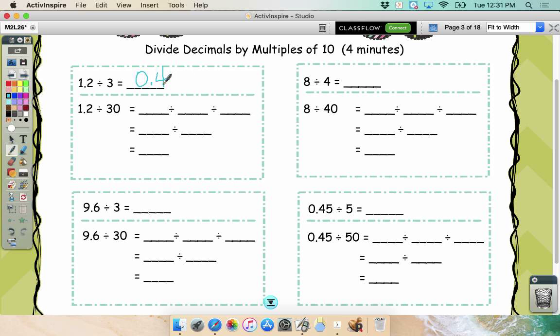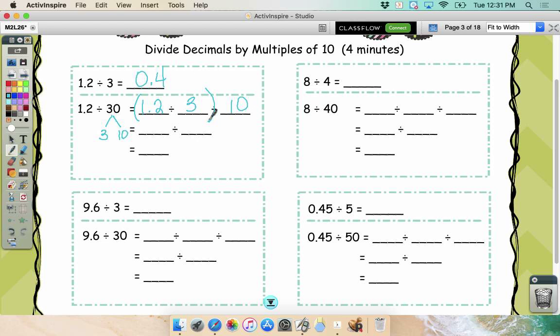Now I'm going to do 12 tenths divided by 30, and there's a really cool, easy way to do it. You can decompose 30 into 3 times 10. Go ahead and write that down, please. Then I'm going to put 12 tenths divided by 3 divided by 10. Now I'm going to add parentheses. What does that do? You have to do that part first.